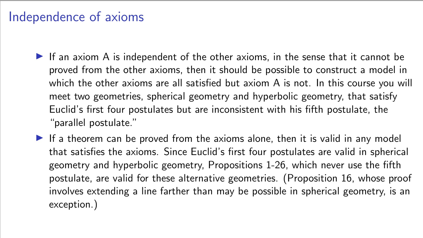And that means that the first 26 propositions in Euclid's Elements, which never use the fifth postulate, are valid for these other geometries. There's a minor exception with proposition 16, where the axiom that you can extend a line as far as you like is not satisfied. So, Euclid unknowingly proved a lot of theorems that turned out to be valid in a form of geometry, hyperbolic geometry, that was not invented until a couple of thousand years after his death.